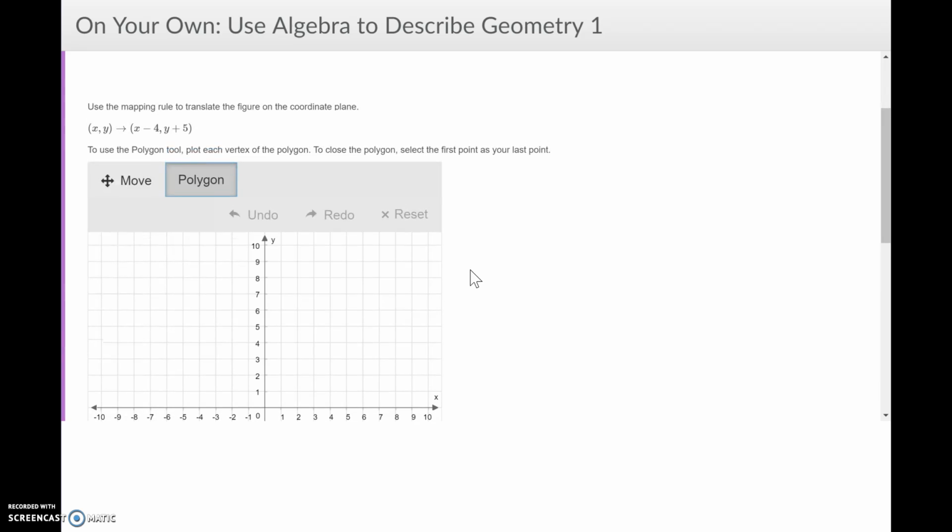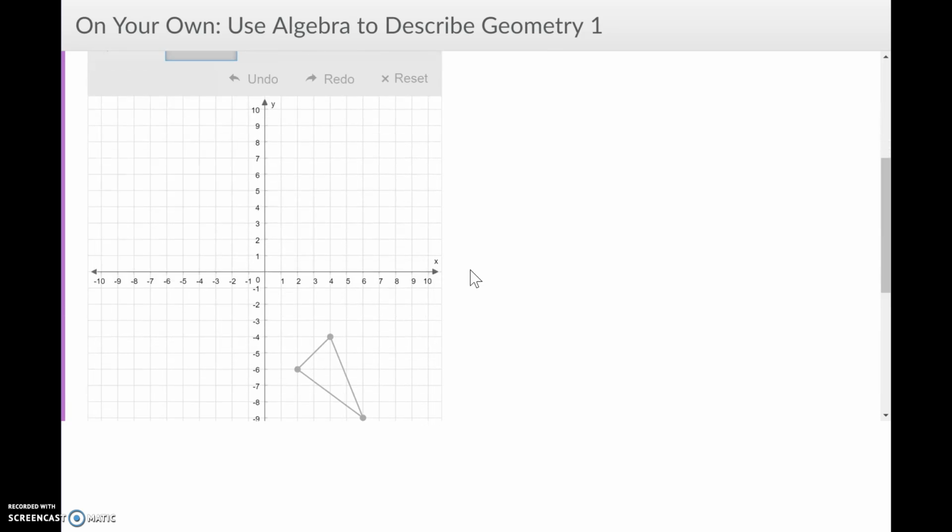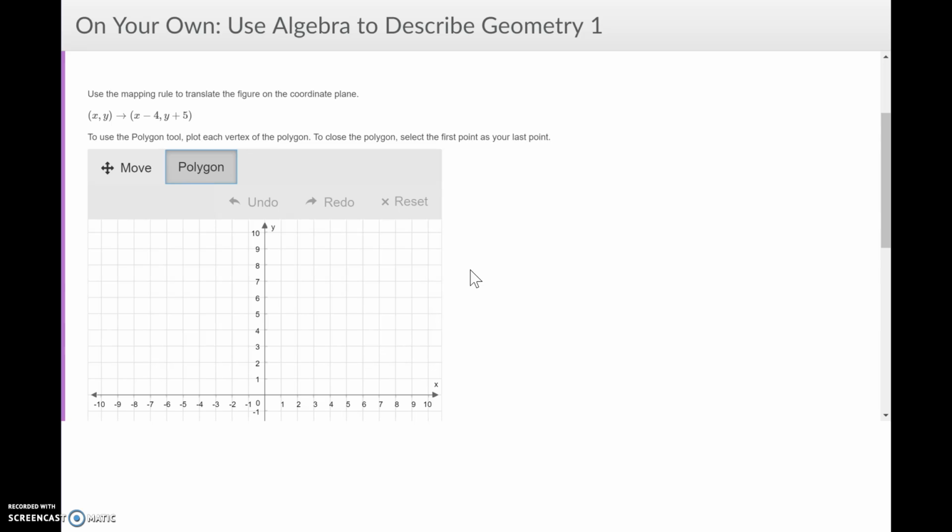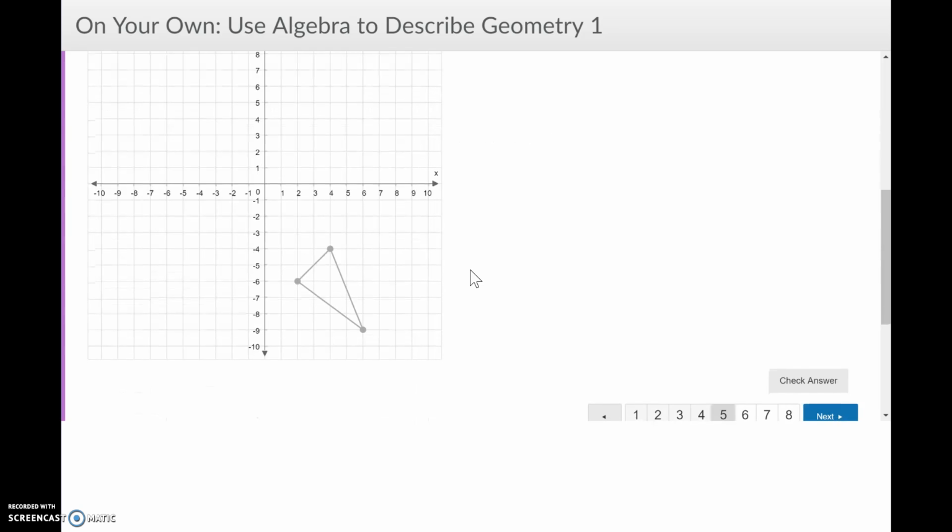All right, now we're actually going to translate some polygons. So we're going to use the mapping rule to translate the figure on the coordinate plane. We have to subtract 4 from x and add 5 to y. So we have to take each point and do that. So I might have to remind myself. So x minus 4. So we're going to take this first point here.